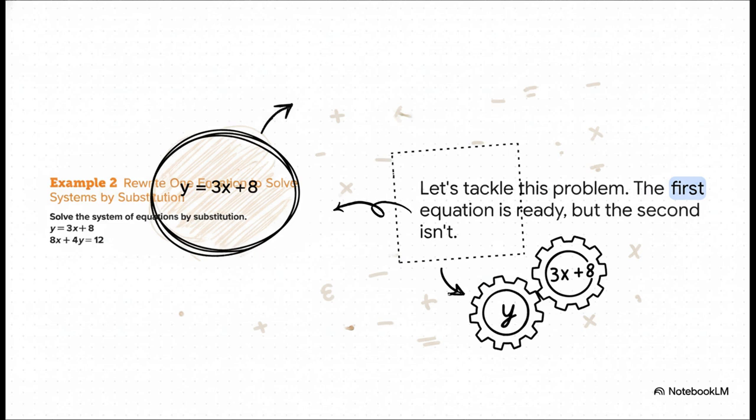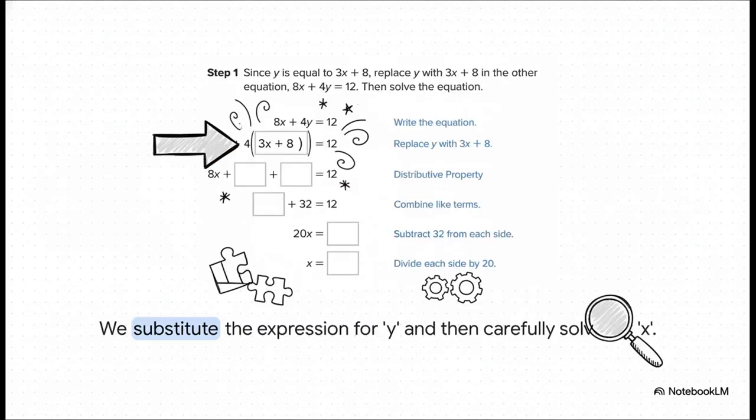Now that first equation is great. It's ready to go, already solved for y. The second one, not so much. But that's totally fine. We already have exactly what we need to make the swap. So here's what we do. We take that whole expression, 3x plus 8, and we plug it in for y in the second equation.